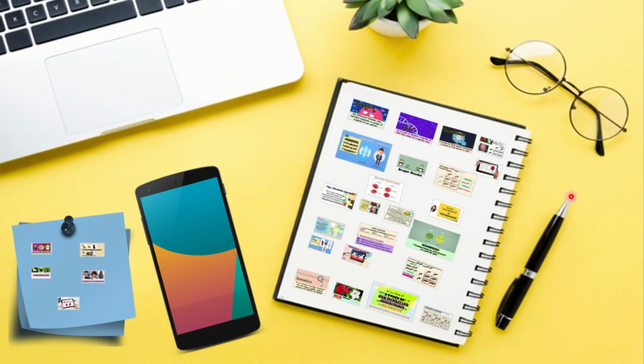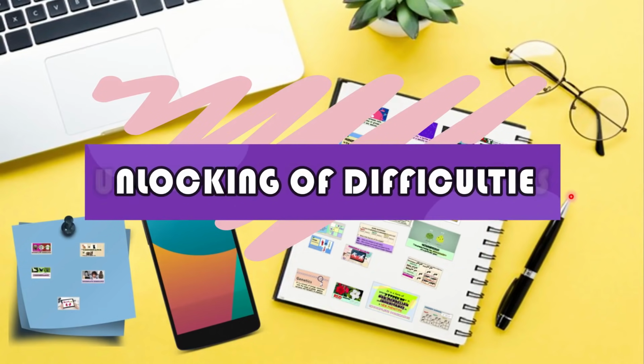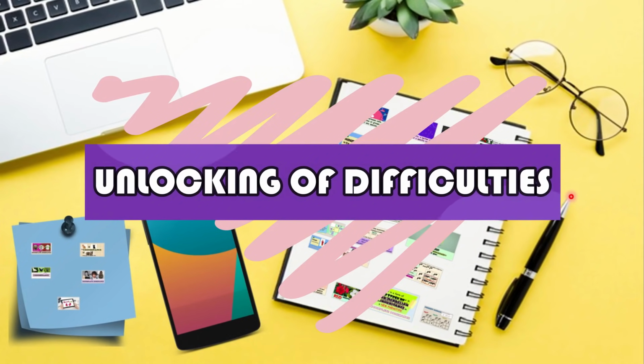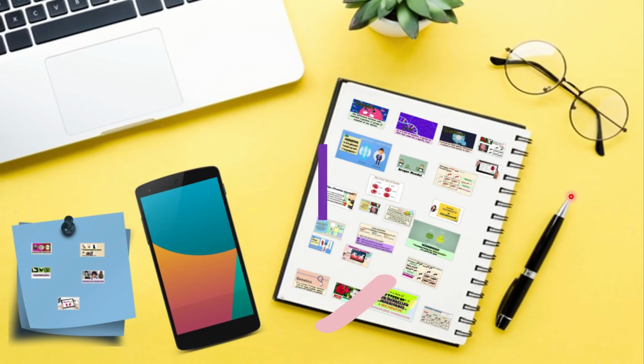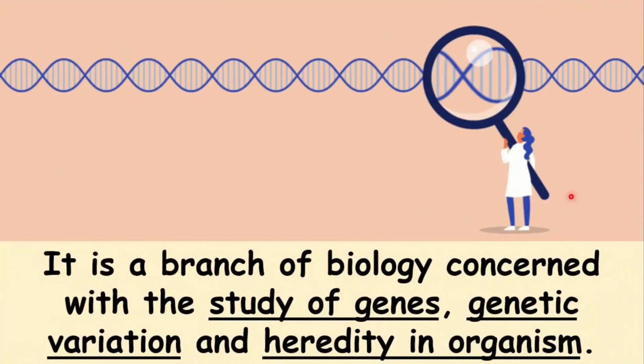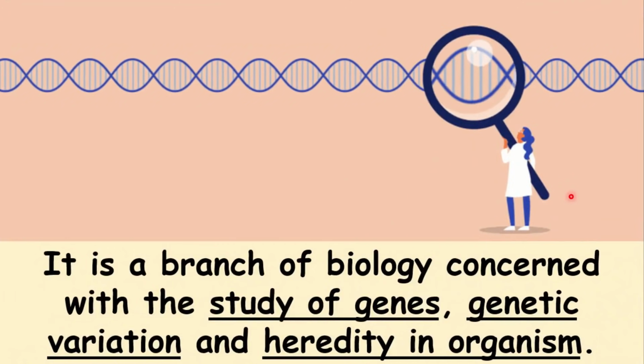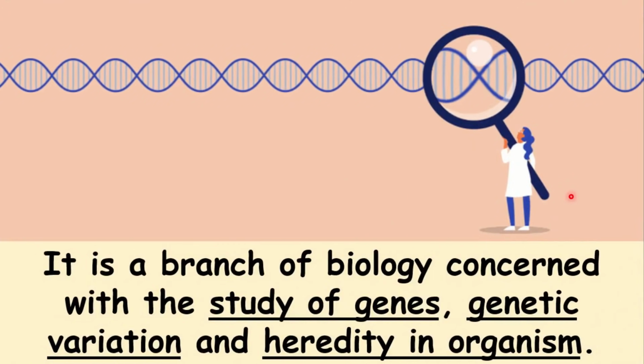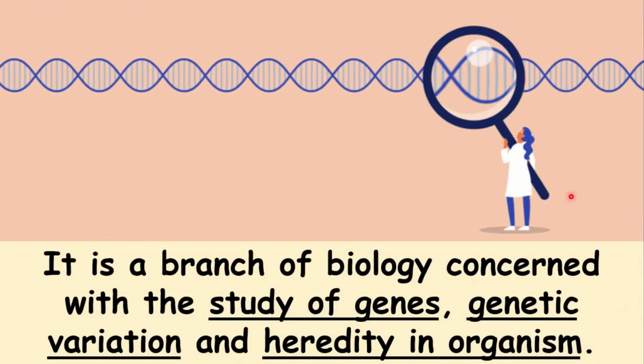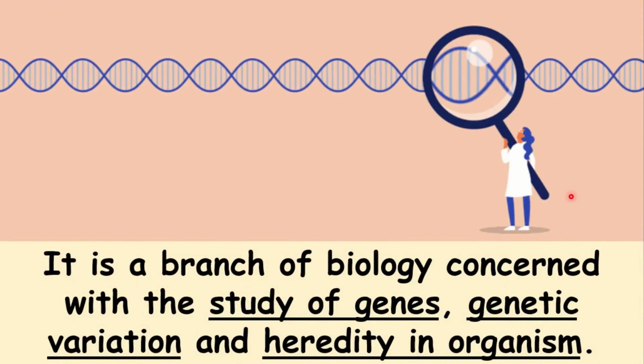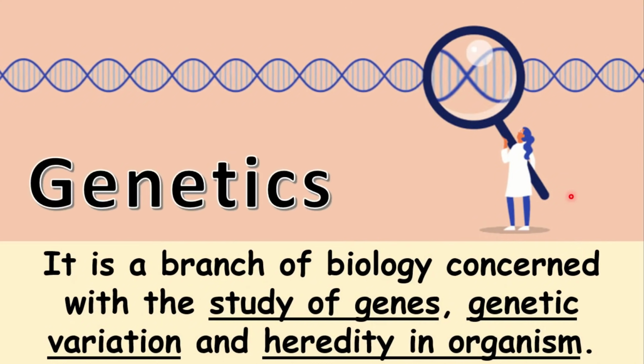Before we proceed, let us start with unlocking of difficulties. These are the terms that you will encounter all throughout the lesson, so let us define them and be familiar with this. First term. It is a branch of biology concerned with the study of genes, genetic variation, and heredity in organisms. This is genetics.